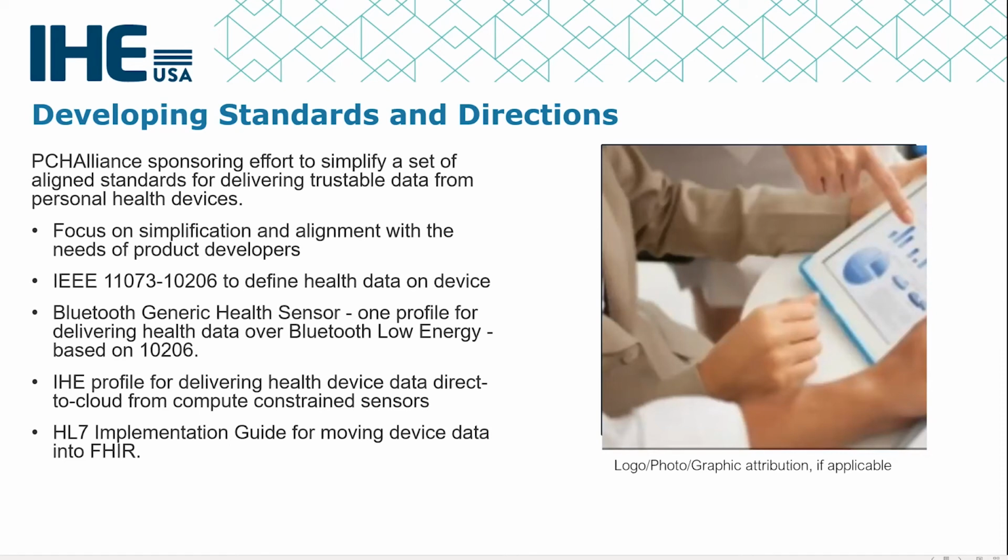And where are we going with code as we move forward? This is not just code, but it represents the direction IHE in the personal device area is taking. So one of the key things happening from a standards-based perspective is that there's still an effort to simplify the overall process of moving data through all these standards. And as that simplification is moving forward, it's taking place in two key groups. One is in the IEEE with the development of a standard called 10206, and another in the Bluetooth generic health sensor.